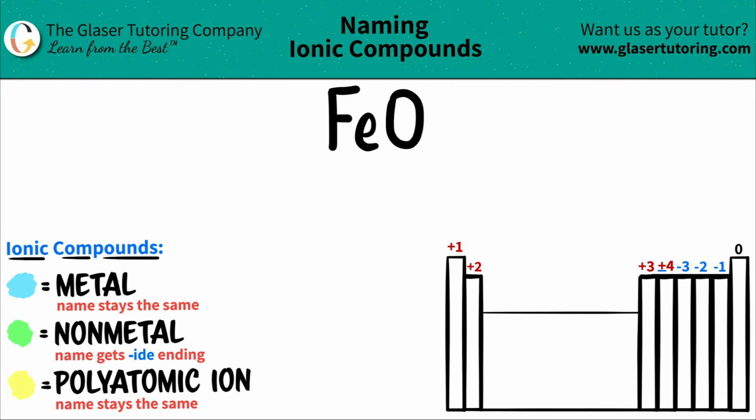Today, we are going to be naming the ionic compound FeO. Now here we have two different elements, right? So one has to be a metal or a nonmetal, and the other one has to be a metal or a nonmetal. Let's see what's up.